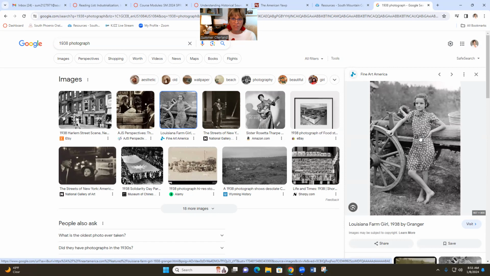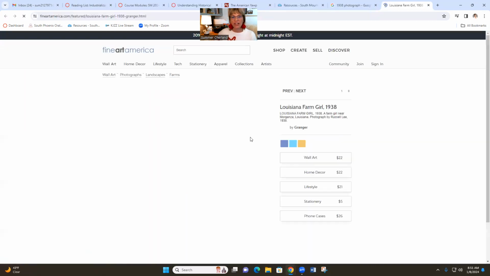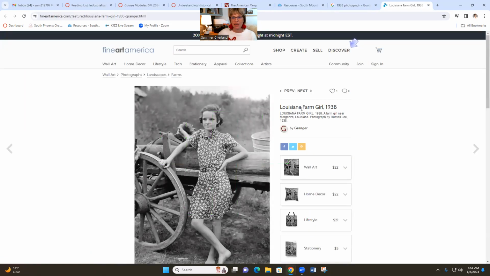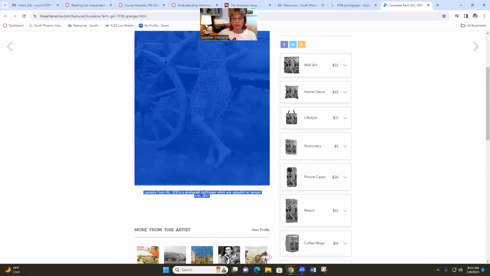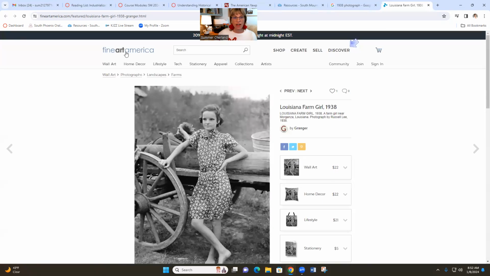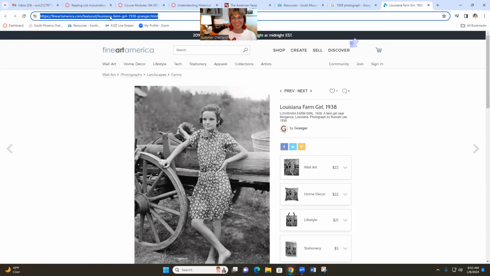Somebody took this photograph. And those of you out there who are musically inclined or artistically inclined or writers, right? One day when you create something for the universe, don't you want them to credit you? Same. So you click on the actual image, right? Here's what you get. Title, Louisiana Farm Girl. Date, 1938. G is Granger. I would have to do a little bit more work to find out who is Granger, right? Is this an artist or is this a contributing institution? Okay, and the URL is here.